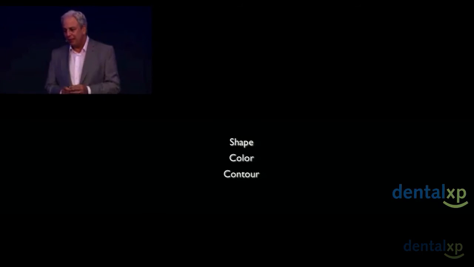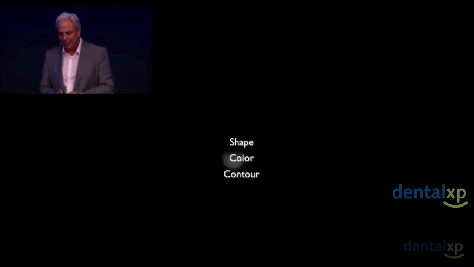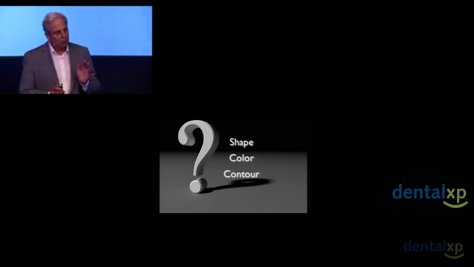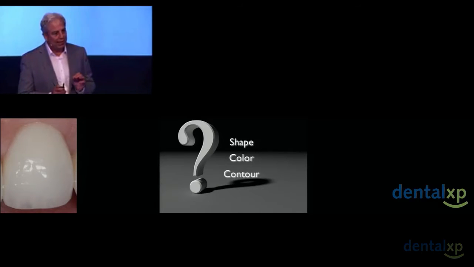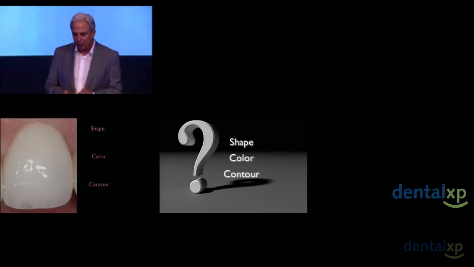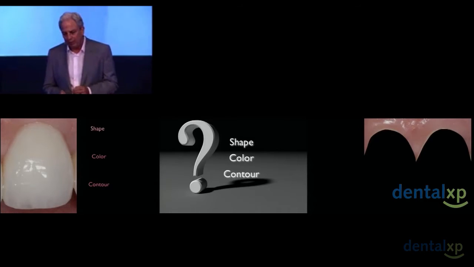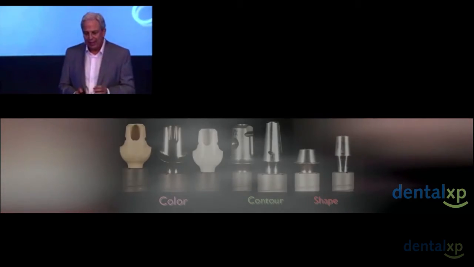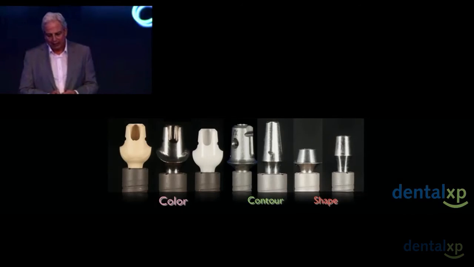Now, we hear the terms bandied about, shape, color, and contour, when it comes to aesthetics. But what is that referring to? Well, the tooth that we're trying to replace has a shape, color, and contour, as well as the soft tissue that we're trying to replace, which has also got its own shape, color, and contour. And the one thing that is in between that tooth and the soft tissue is what? It's the abutment. And the abutments have their own shape, color, and contour.